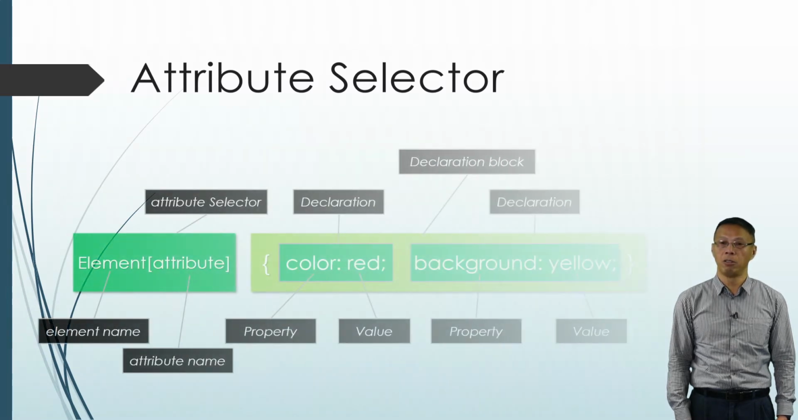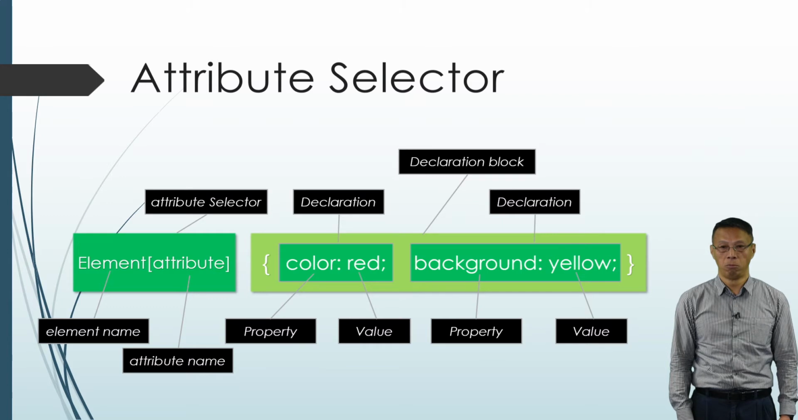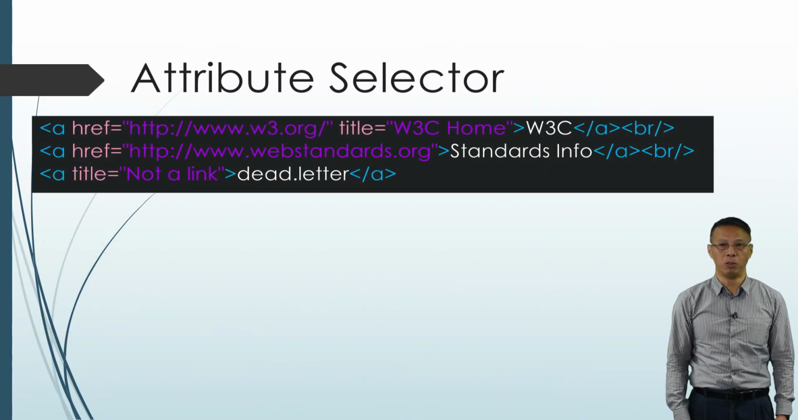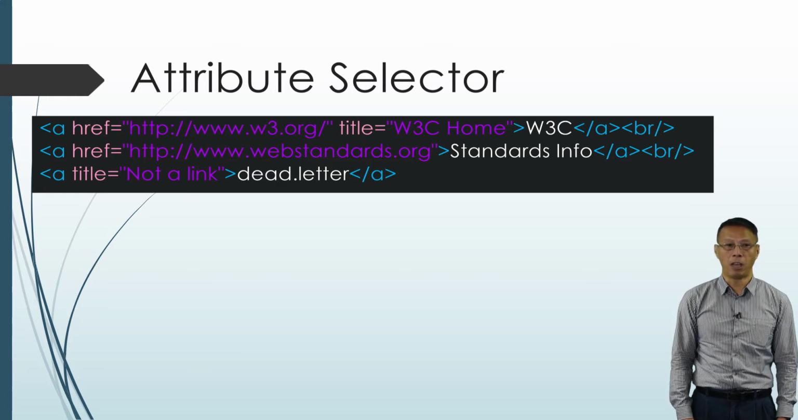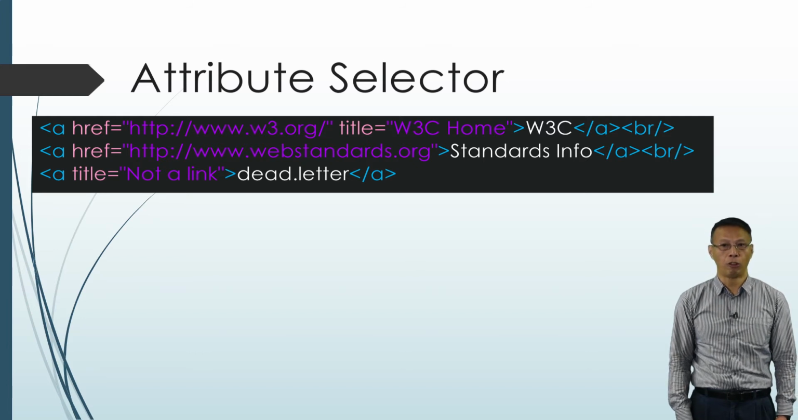The third one is using the attribute selector. So for an element which has the associated attributes, then the rules will be applied in CSS. And the construct is like what we're seeing here. Well, here we have one example of how the attribute selector can be used. We have 3 hyperlink elements, A elements. The first 2 lines have the href attributes. And the third line has the title attribute.